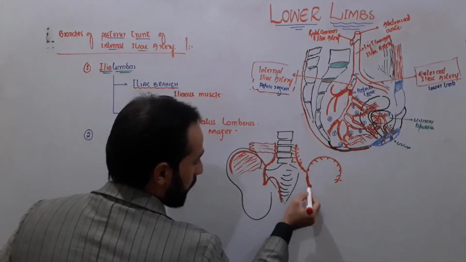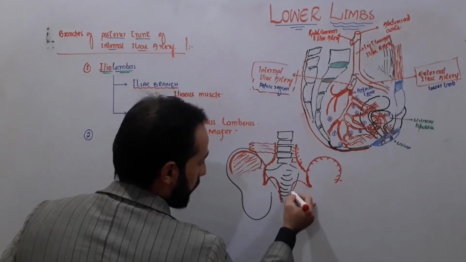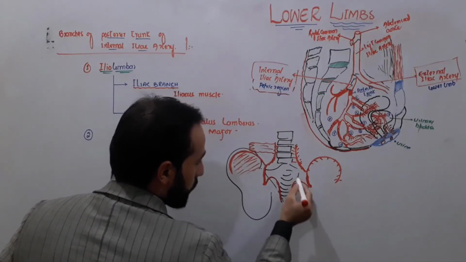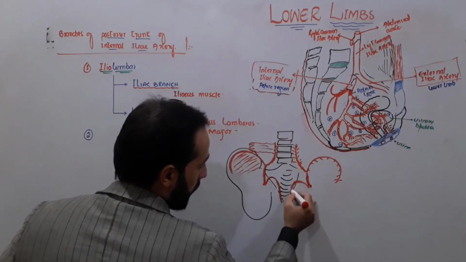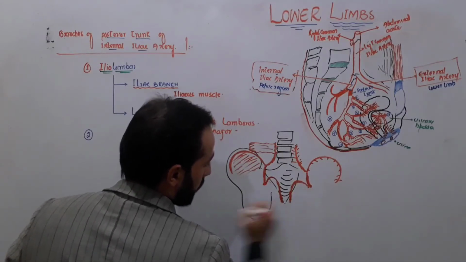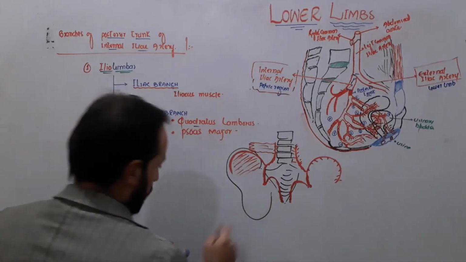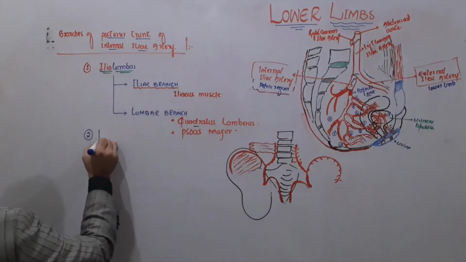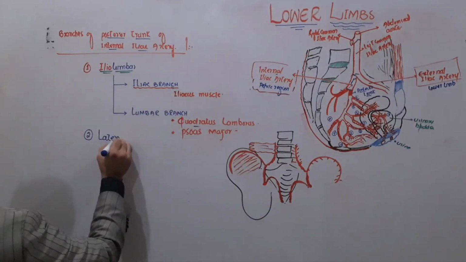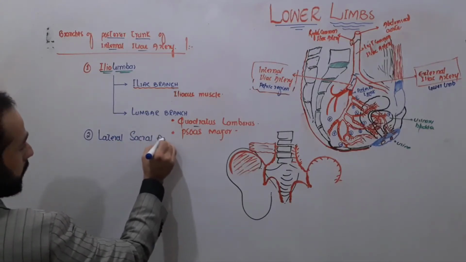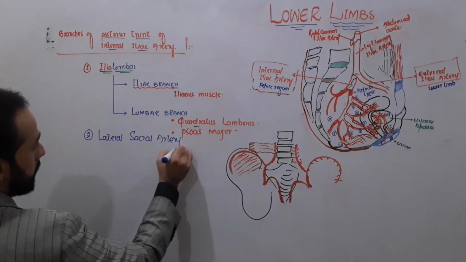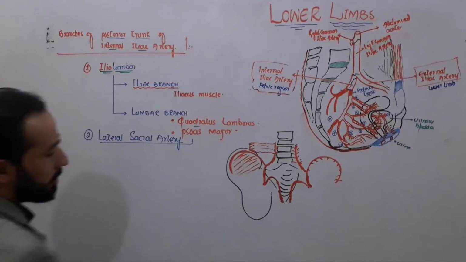And from here another branch comes like this, right, to the lateral borders of what? To the lateral borders of the sacral vertebrae, like this. So what is this branch? This is called the lateral sacral artery or branch.